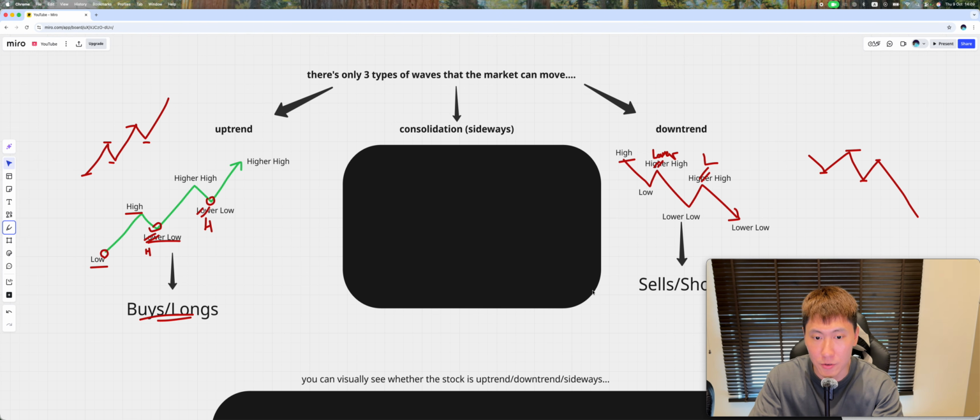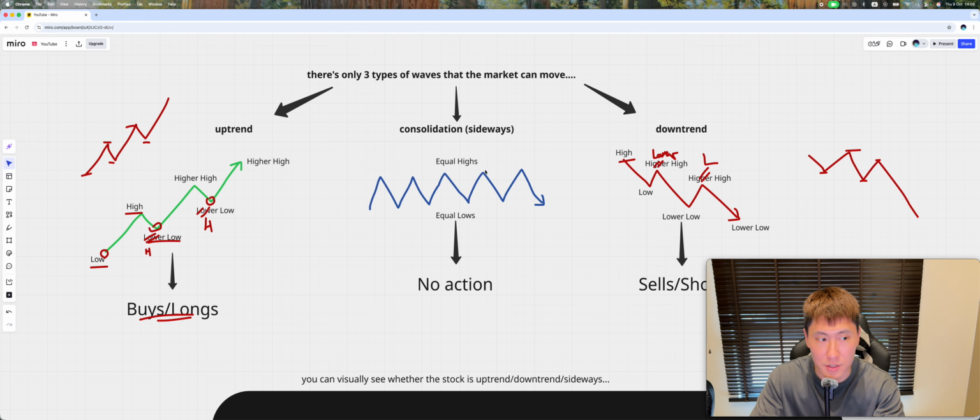The third scenario is what we call consolidations. So if there's an equal high and equal lows, what essentially we will do is that we won't do anything. We will not enter a long, nor will we enter any shorts, because these kinds of patterns don't give us a lot of momentum. So we want to know how to identify these three patterns: an uptrend, consolidation, or you can call it sideways, and downtrend.